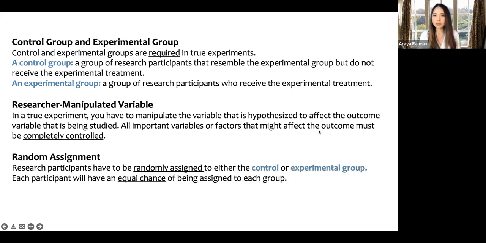And the last criterion is random assignment. This is very important. Research participants have to be randomly assigned to either the control or experimental group, and each participant will have an equal chance of being assigned to each group. With random assignment, the researcher can be sure that the differences in the groups are due to chance. So these things are required in a true experiment.